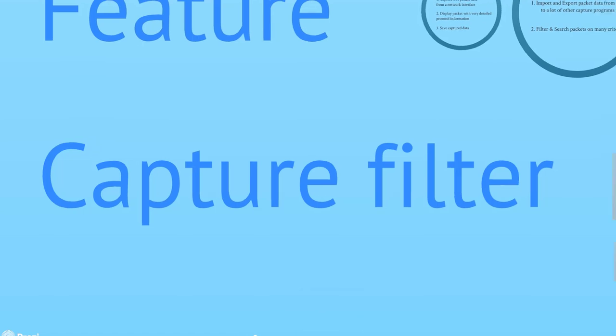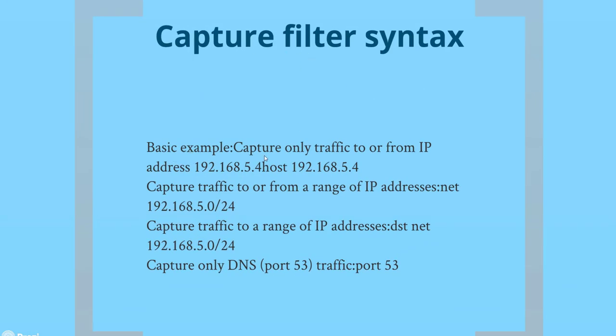So first one is capture filter. The basic example is capture only traffic to or from the IP address 192.168.5.4, whose host is 192.168.5.4. Capture traffic to or from a range of IP addresses, 192.168.5.0/24. These are example activities that can be done with the packet tracer. We can capture only DNS, that is, DNS of port 53. That means you can filter the packets that pass through port 53 only. So we'll have more detailed examples as we go on.